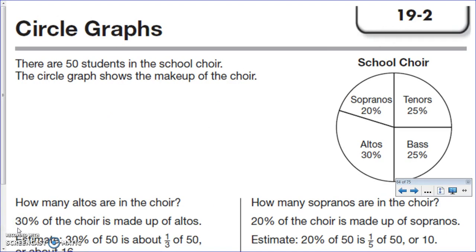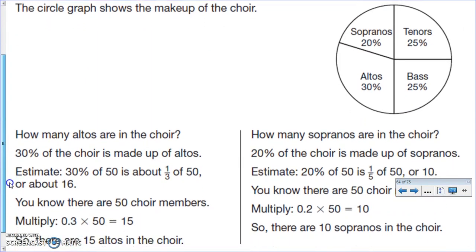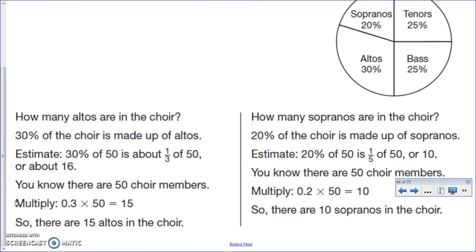Circle graphs. There are 50 students in the school choir. The circle graph shows the makeup of the choir. If we look to the right, we see sopranos make up 20%, tenors 25%, bass 25%, and altos 30%. Now this one does not tell us how many students are in each section. So you know there's 50 students total, so we're going to need to figure out how many altos are in the choir. So 30% of the choir is made up of altos.